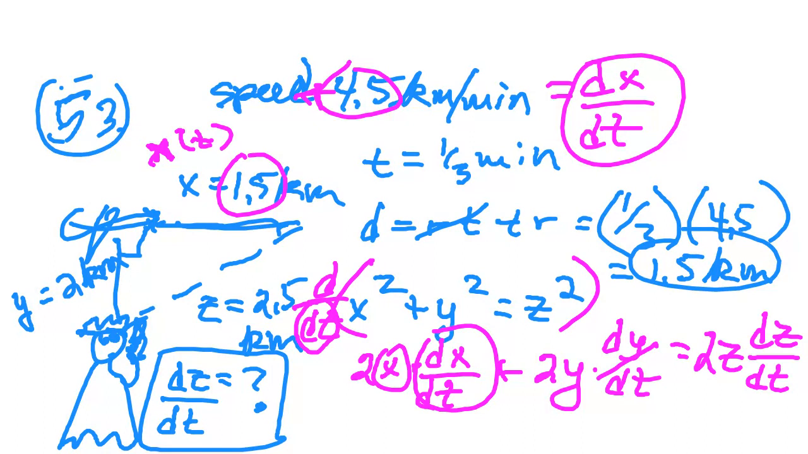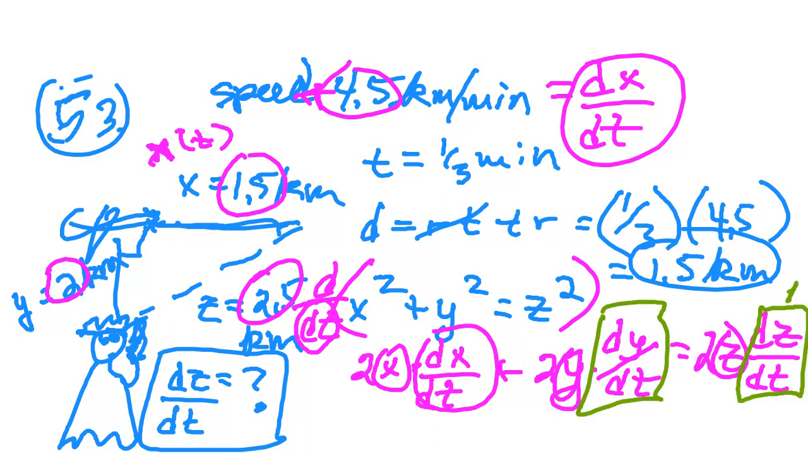So we have that. We know that y equals 2. And we know that z equals 2.5. So we have everything except for what? Everything except for dy/dt and dz/dt. Of course, we're trying to solve for dz/dt to actually figure out the solution. But the question is, what is dy/dt?